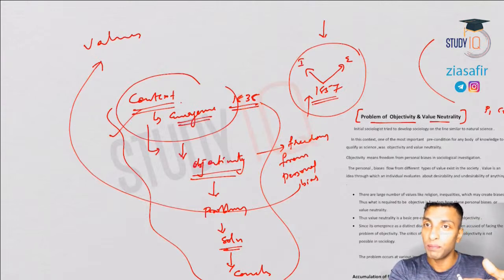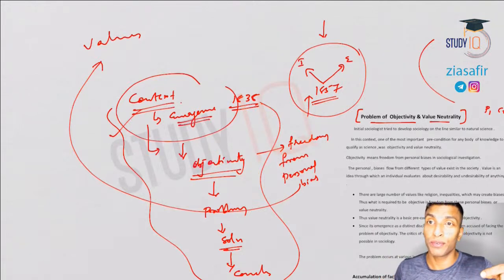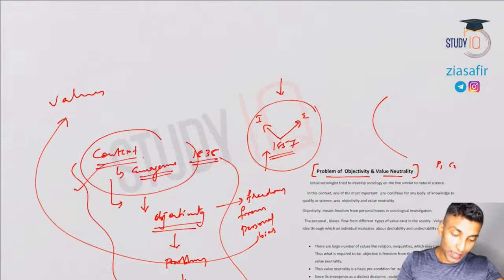So objectivity is affected because of personal bias. Personal bias is because of values. So what you need to do to ensure objectivity? Value neutrality. So value neutrality is a precondition of ensuring objectivity. Okay, so I am expecting that you understood and I'm moving forward.